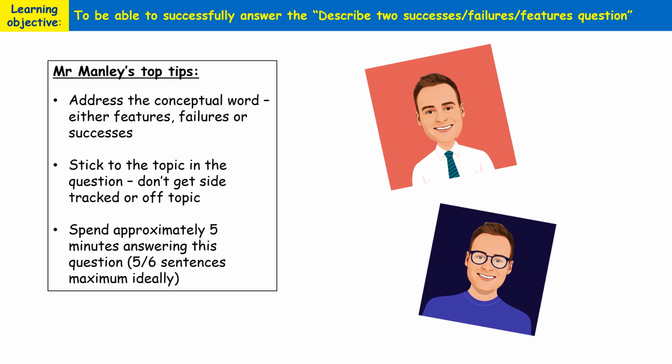So my top tips for how to answer this type of question. First of all, you need to address the conceptual word in the question. So make sure you're referencing either the features, the failures or successes of whatever it is you're being asked about. Make sure you stick to the topic in the question. So if the question is about Gustav Stresemann's successes, you need to make sure you focus on the successes of Gustav Stresemann. If it's focusing on the features of the Great Depression, then you need to focus on the Great Depression. So make sure you don't get drawn off topic with this type of question.